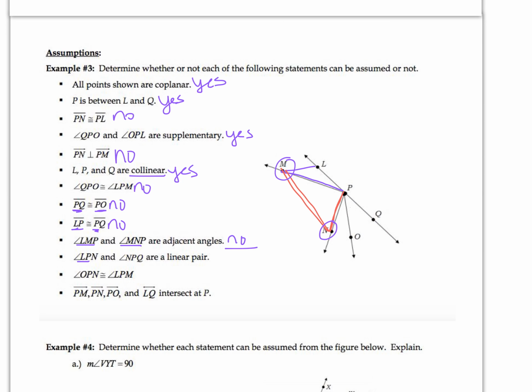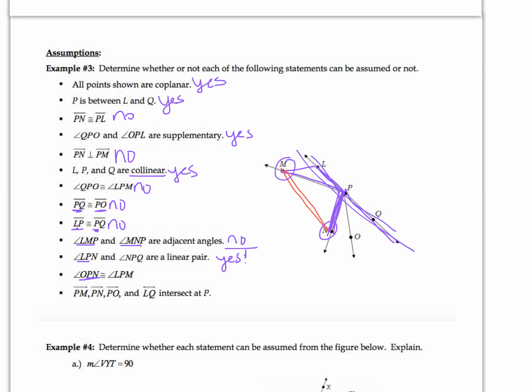LPN. That's this angle here. Is that a linear pair with NPQ? Absolutely, because there's a line. This angle plus this angle would equal 180. Those are linear pairs. Yes. All right, almost done.